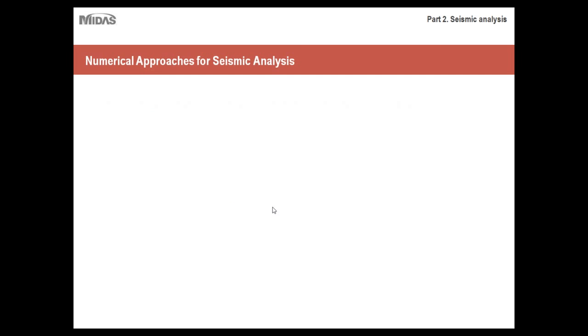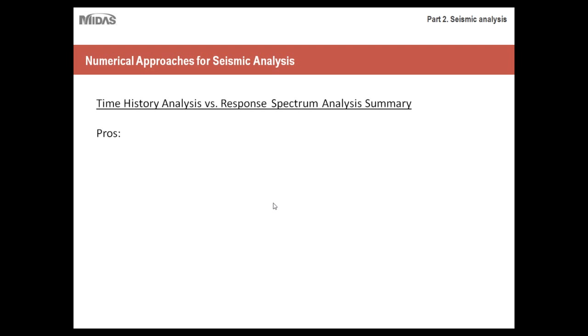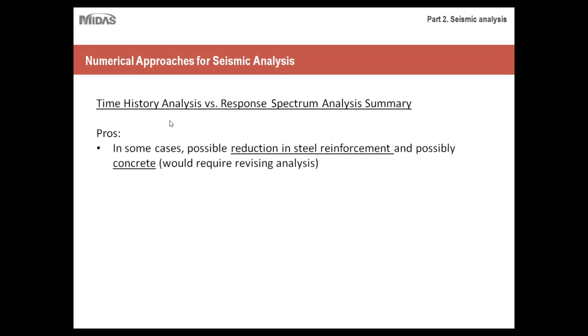Okay. So now we'll just go over, once again, the pros and cons of time history analysis versus response spectrum analysis, just a summary of what we went over. So the pros of time history analysis. In some cases, it's possible to reduce the level of steel reinforcement and possibly concrete. That would require revising the analysis. Once again, that's just another way to say that with time history analysis, you can create designs that are more optimal because you have results that are more realistic and less conservative.